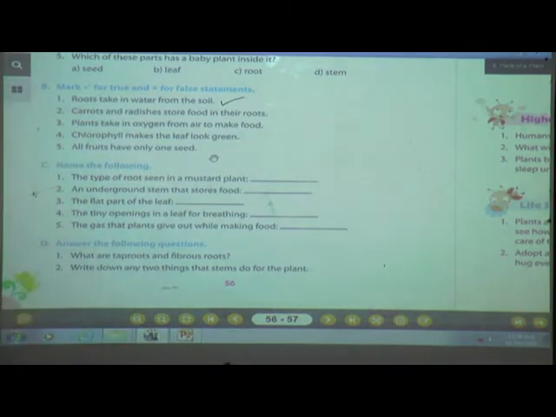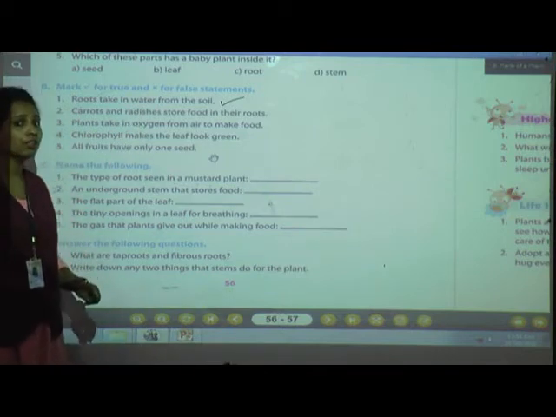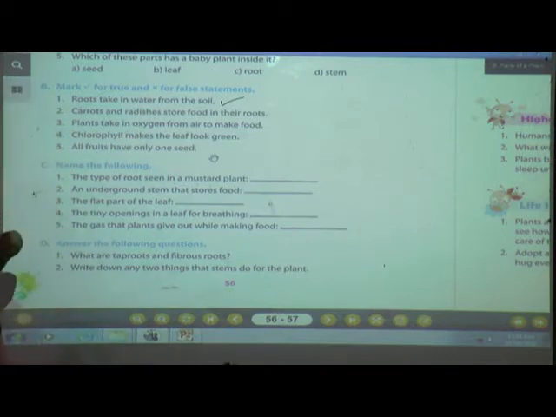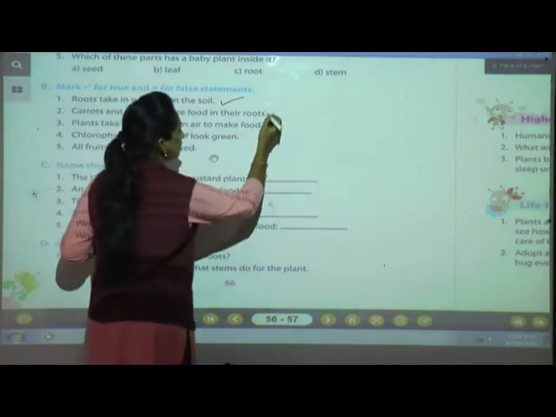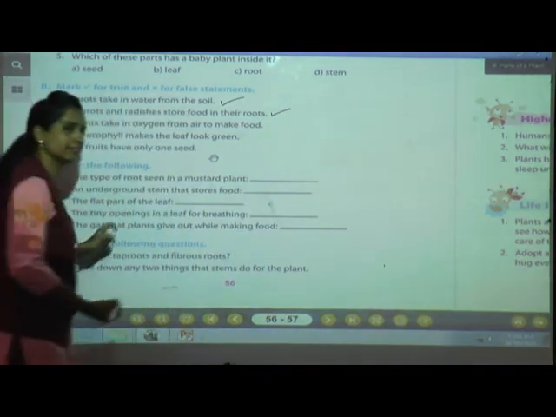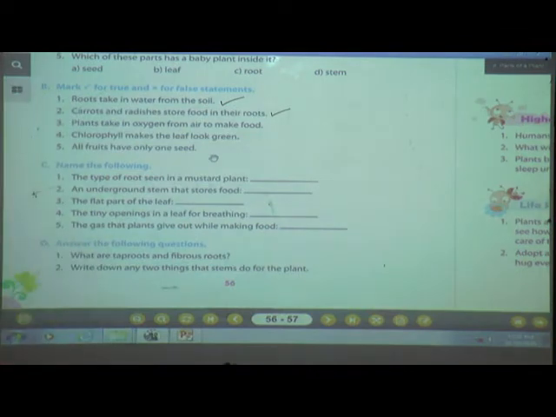So tick. The next, carrot and radishes store food in their roots. Is it correct? Carrot and radish, where do they grow? Under the ground, they are roots only. So they store food. Correct. This one is also a true statement. So we will tick.